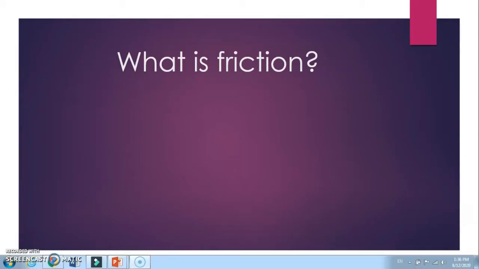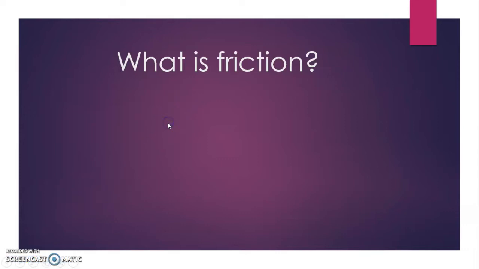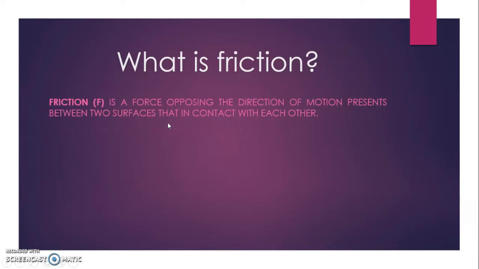Hello everyone, today I'm going to explain to all of you what friction is. Friction is a force that opposes the direction of motion between two surfaces in contact. It can be represented by the formula F equals μ times the normal reaction force, where μ is the coefficient of friction.